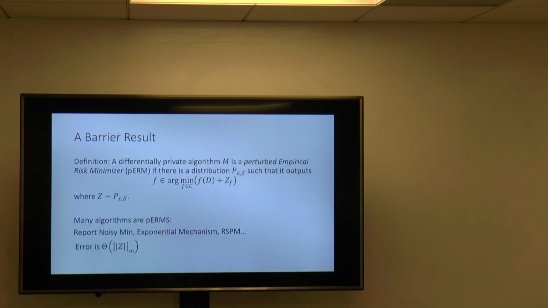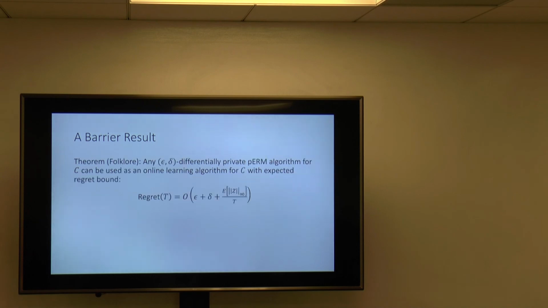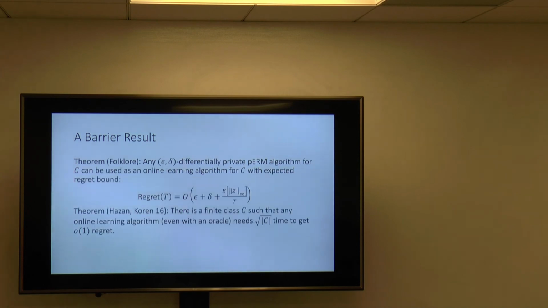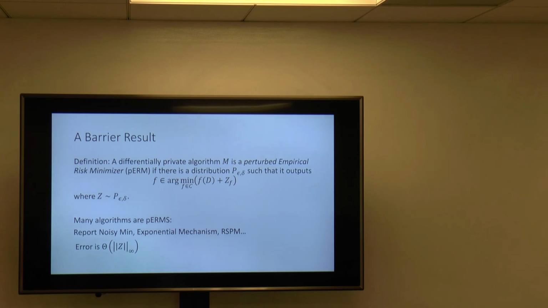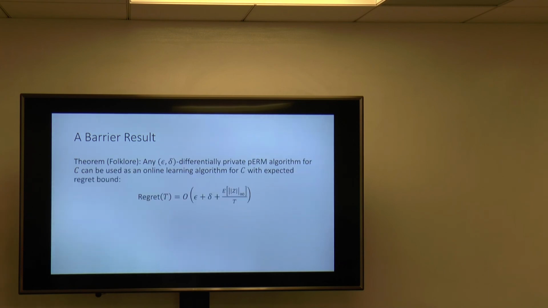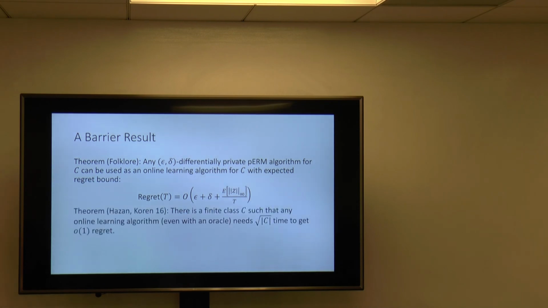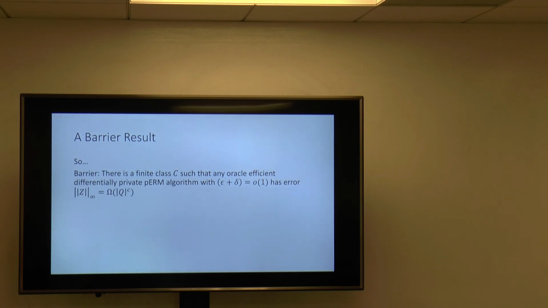So, I'm out of time, so I'll talk about the barrier result with those of you who are interested offline. Just to say something about it, it follows from the observation that there's a large class of differentially private algorithms, that includes everything we've given in this paper, that are known to be no-regret learning algorithms. And Elad and Tomer Koren have shown that there's a separation between oracle-efficient online learning and online learning.